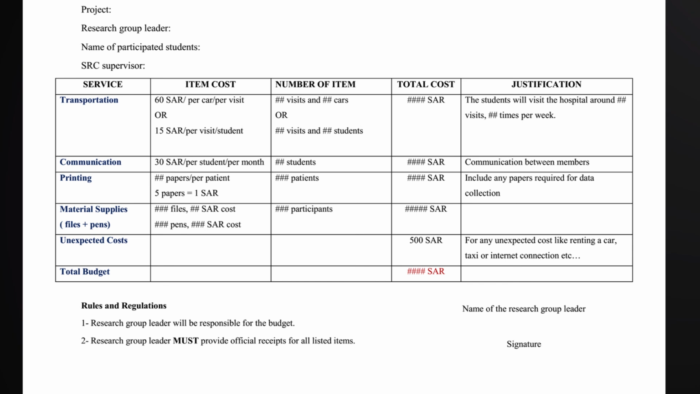Say printing, if you want to print questionnaires, or if you want to buy some glucometer strips, you can add this as materials and supplies. Here we added, for example, files and bins, paperwork. You can add everything you want, what the item cost is and how many items you require, and this is the total, and you can explain the justification in this section. And finally, you can add some amount of money as an unexpected cost should something go south. And finally is the total budget.